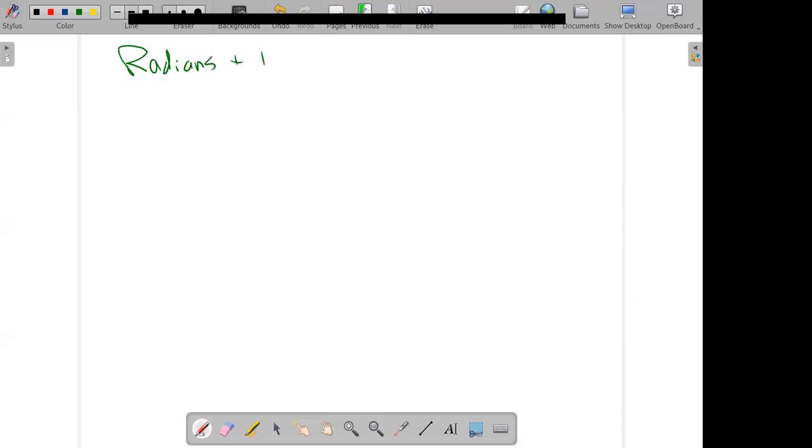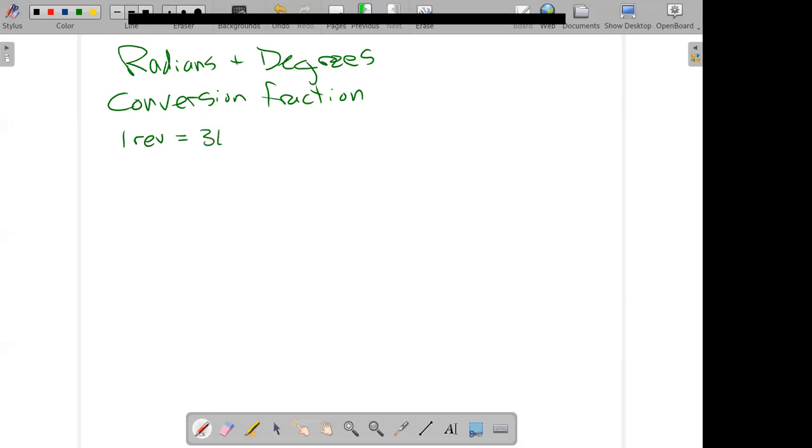Radians and degrees. In math, we make conversion fractions a lot. And a conversion fraction just comes by knowing some relationship between whatever unit you're converting to and from. So key thing that helps me out is I know that 1 revolution is the same as 360 degrees, which is the same as 2 pi radians.